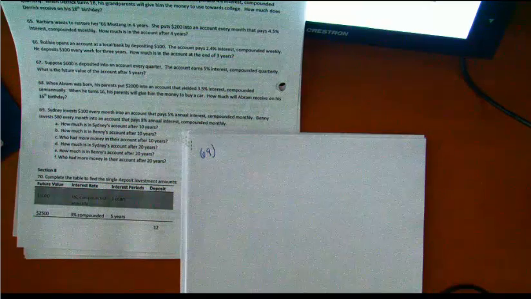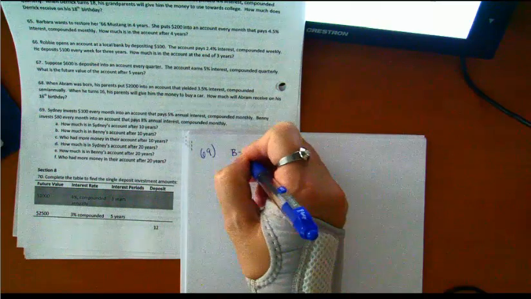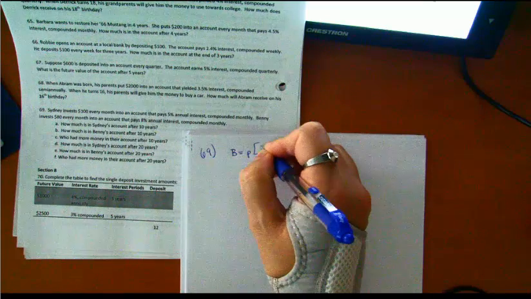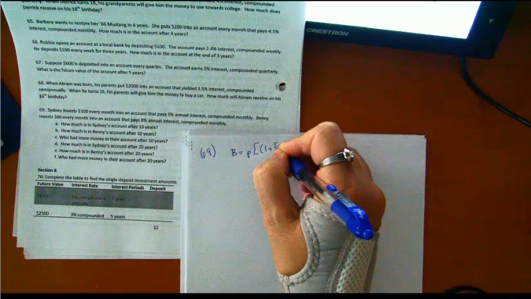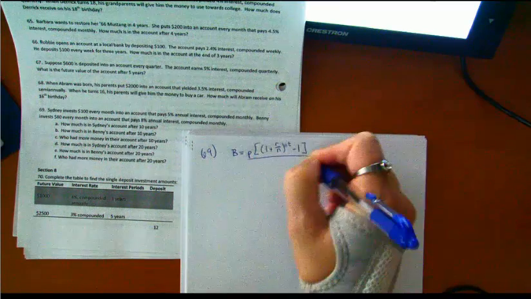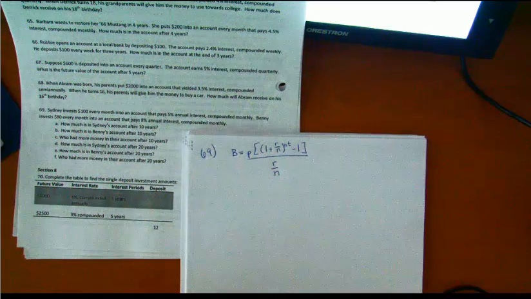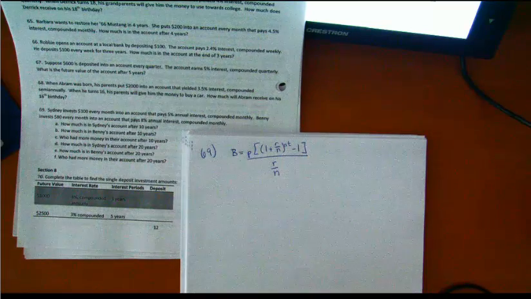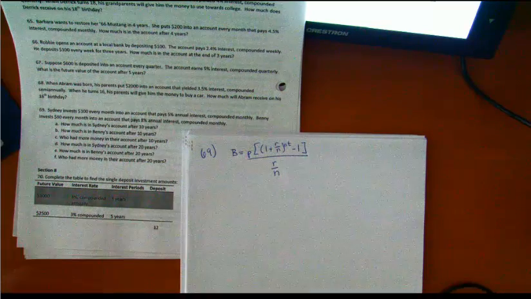So we need our formulas, our periodic deposit formula. This is when we're making periodic deposits, how much we're going to have at that future date.